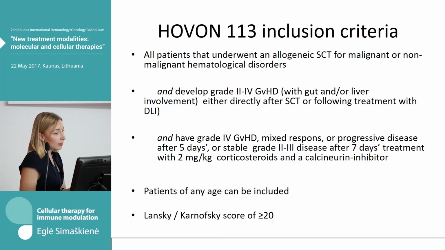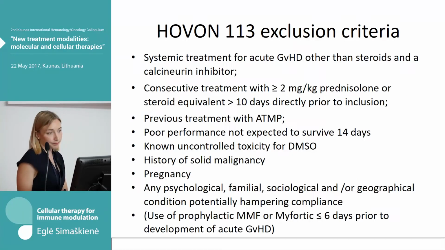Inclusion criteria are all patients that underwent an allogeneic stem cell transplantation for a malignant or non-malignant hematological disorder and developed grade 2 to 4 graft versus host disease with gut and/or liver involvement, and have grade 4 graft versus host disease, mixed response or progressive disease after 5 days, or stable grade 2 to 3 disease after 7 days of treatment with 2 milligrams per kilogram corticosteroids and calcineurin inhibitor. Patients of any age can be included, and they should have a Karnofsky score of more than 20.